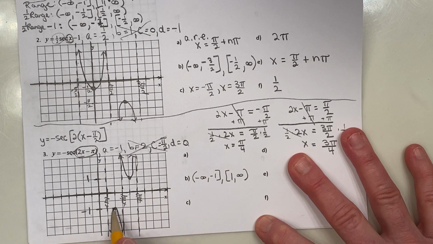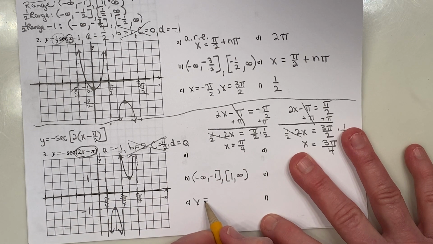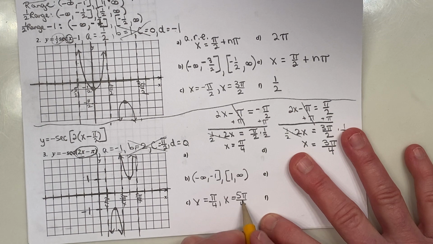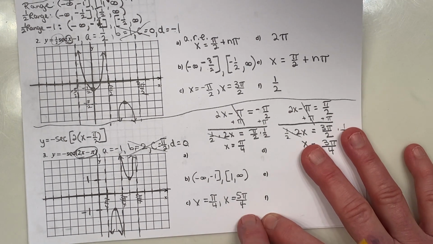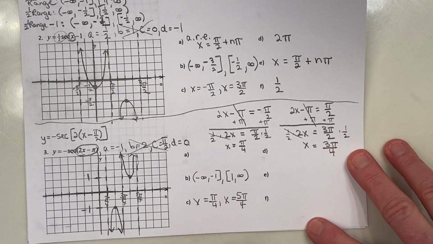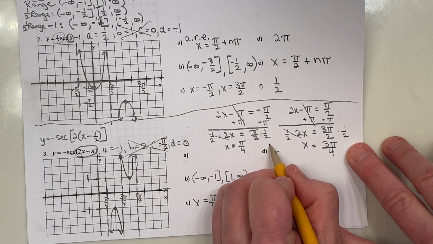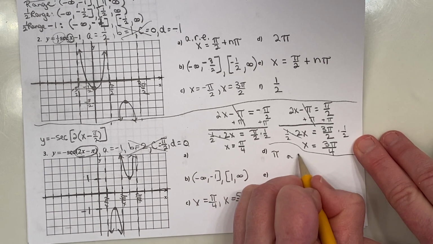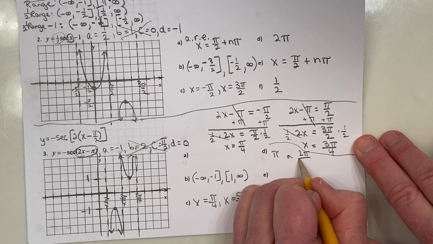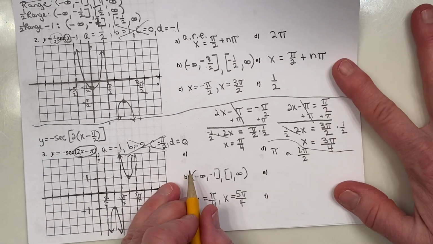Yep, still have the gap from -1 to 1. Period begins at pi over 4 and ends at 5 pi over 4. So if I subtracted these two, I'd get 4 pi over 4 or just pi. So the period is pi. Or as a reminder, we could take 2 pi, the parent function's period, and divide it by b, and b was 2, and that does give us pi.